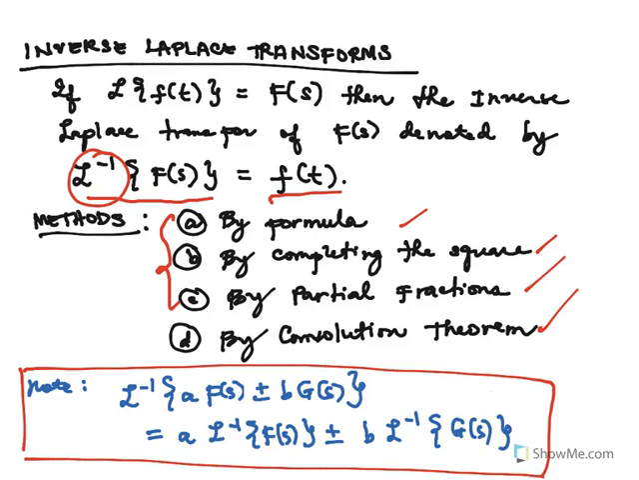Now take note that the inverse Laplace transform also follows the linearity property just like the Laplace transform. And so if a and b are constants and F of s and G of s are continuous functions, then the inverse Laplace transform of a F of s plus or minus b G of s is equal to a inverse Laplace of F of s plus or minus b inverse Laplace of G of s.